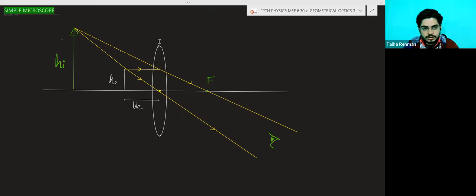I'm good. Okay, so see, this is the simple microscope. Simple microscope is just very, very simple, because this is just a convex lens working when the object is placed within the focus. Within focus means the object is placed between the optical center and the focus. Now there are a few things here.